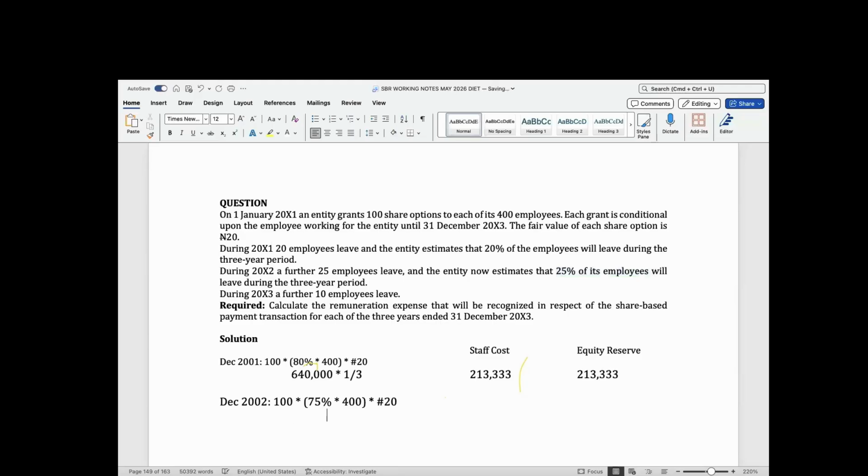So how much is this? 600,000. Cumulative, we do 2/3. 400,000 for the equity reserve. Then how much? 186,667.